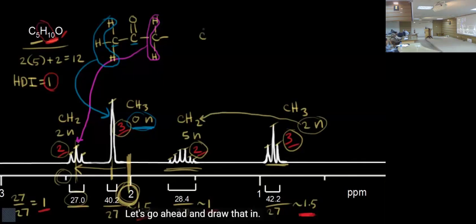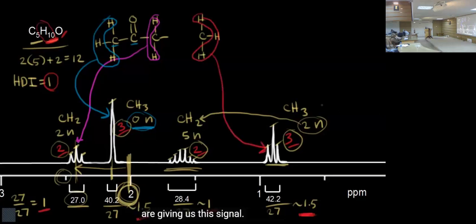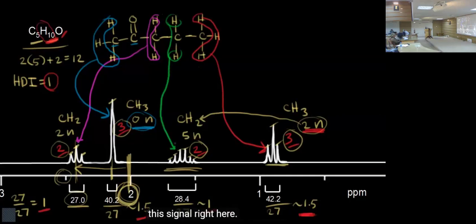So let's go ahead and draw that in. So we have our methyl protons right here. And let me make these protons red. So these protons right here in red are giving us this signal. And from the signal, we know that these methyl protons are next to 2 neighbors. And so we must have a CH2 next to that methyl. And so let's go ahead and draw in our CH2. And this CH2 must be this signal right here.